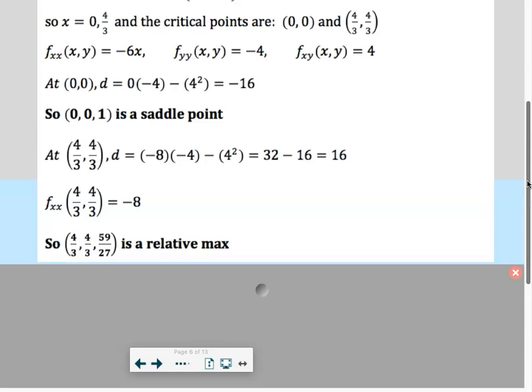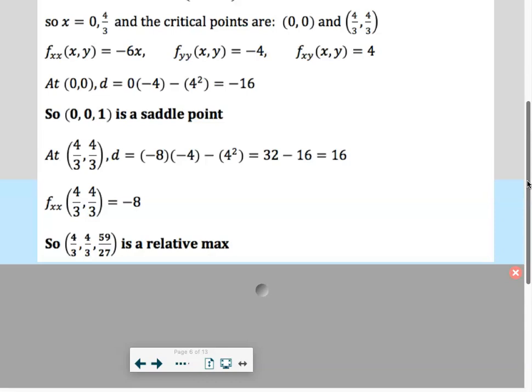Find out the z value. Is that 0 or 2? I got 2. No, I got 59 over 27. I can't remember. I got 2.185. That's why I got 2. Are you using the right one? Because you have negative 6x. There we go.